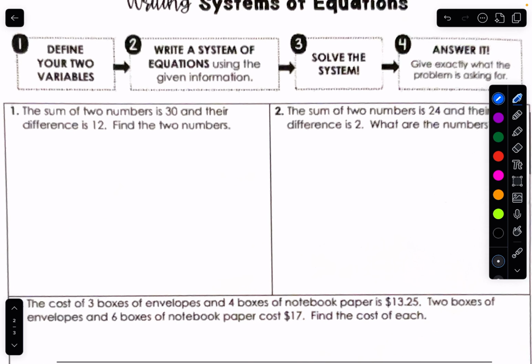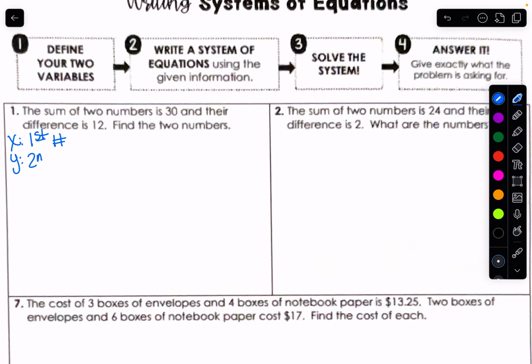Here are our steps in order to write and solve our systems of equations. Step 1 says to define your two variables. So in example 1, it says the sum of two numbers is 30 and their difference is 12. They want us to find out what those two numbers are. So for all of these examples, my variables I'm going to use are x and y, just to make things easy for myself. So I'm going to let x represent the first number, and I'm going to let y represent the second number.